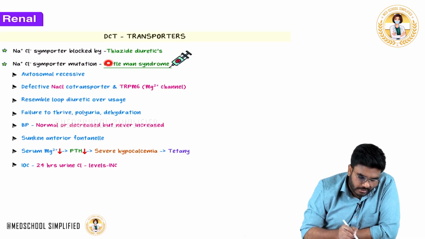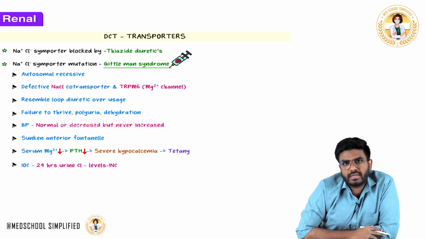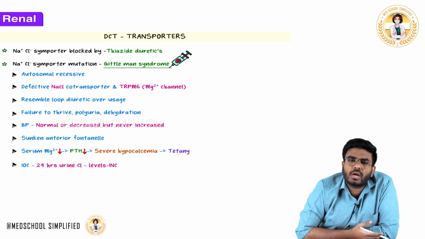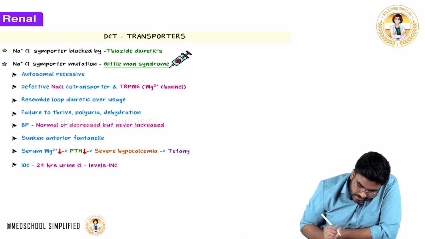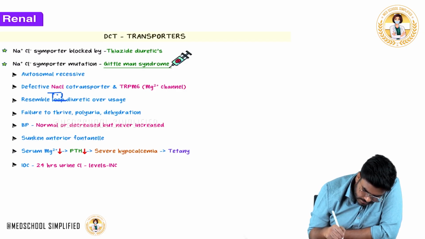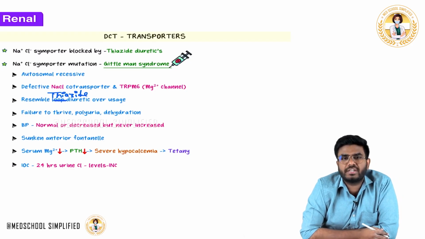Now, this Gitelman syndrome is an autosomal recessive disorder. Tell me, if you use thiazide diuretics, which transporter is affected? Sodium chloride symporter. In Gitelman syndrome, which transporter is affected? Sodium chloride symporter. So Gitelman syndrome resembles thiazide diuretic overusage, because in both conditions the same transporter is affected, so the same clinical features are seen.